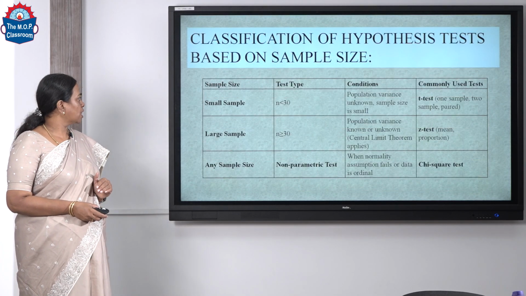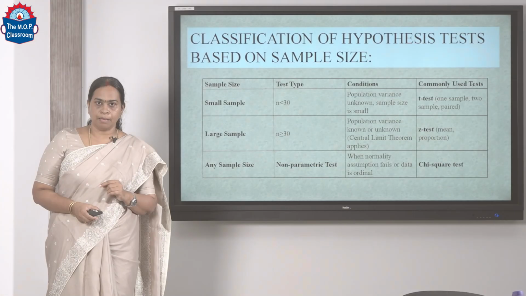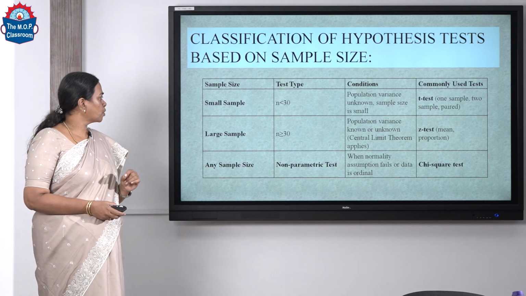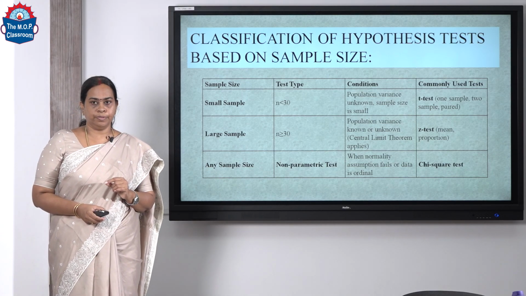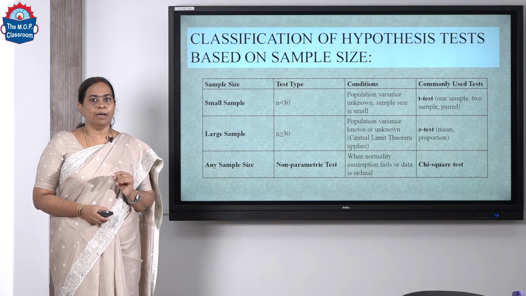Classification of hypothesis test based on sample size. N is the sample size. If n is less than 30, we will call it a small sample, and when n is greater than or equal to 30, we will call it a large sample. If it is a small sample, we will apply the t test. If it is a large sample, we will apply the z test.